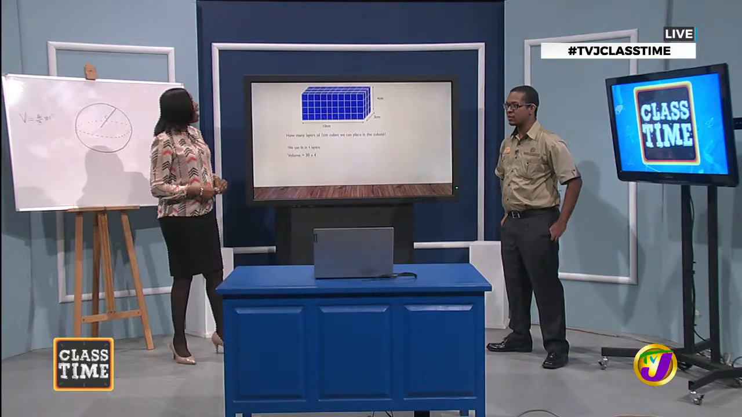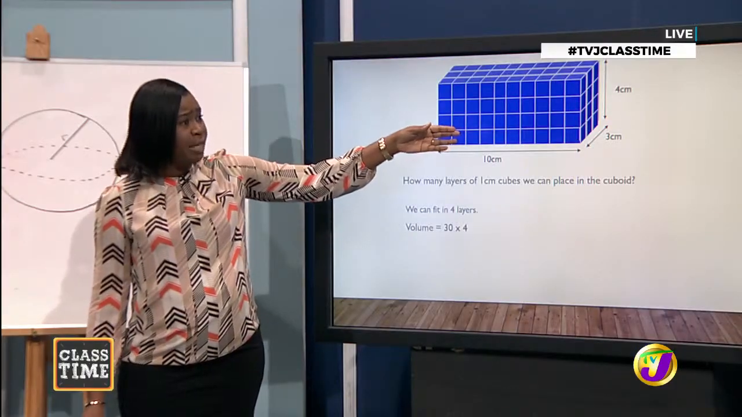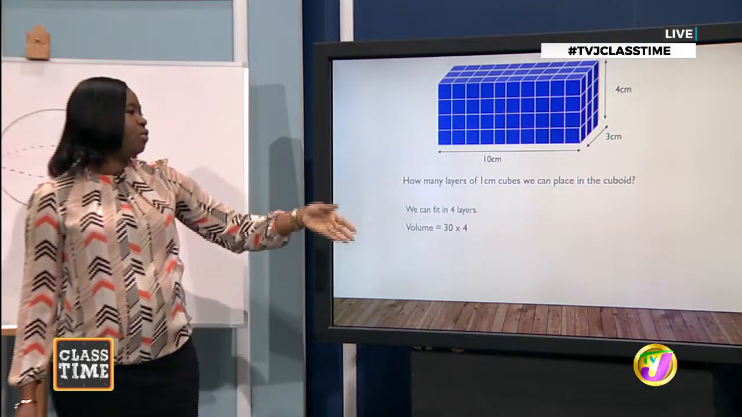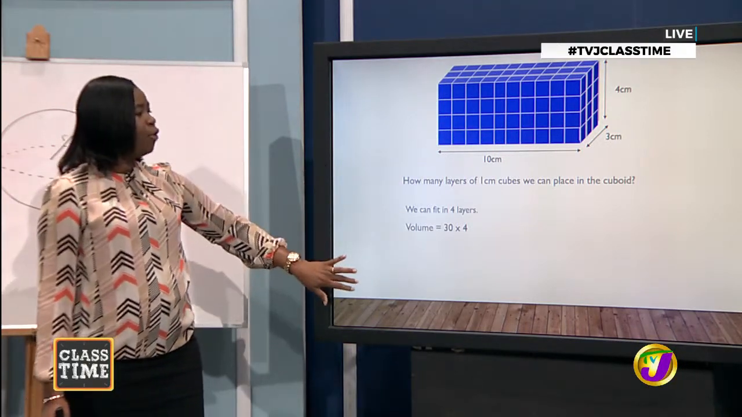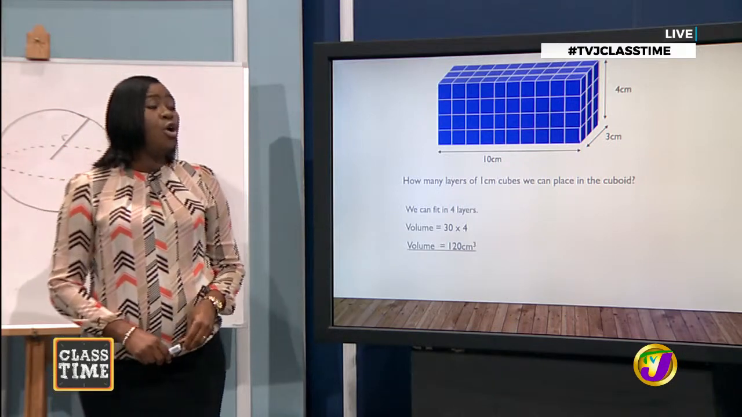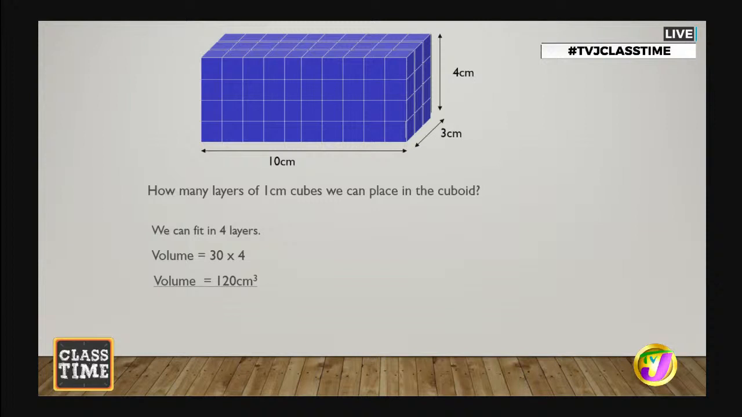Instead of counting up all the cubes that we're seeing here, we could just simply multiply the area of the cross-section by 4. And that would give us 120 cubic centimeters. And that's how we write our volume, cubic centimeters.